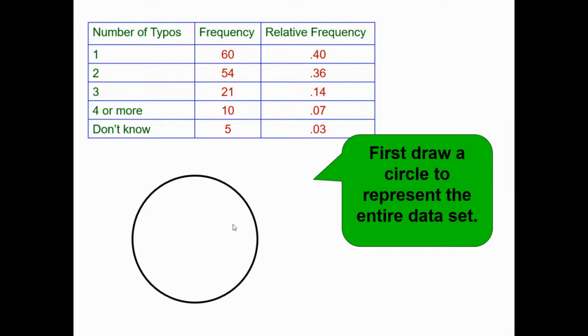Now, what we need to do is figure out how big of a slice one typo will take up. So how can I figure out how big this one typo slice would be? Relative frequency times what? 360. Times 360. So what is 0.4 times 360?